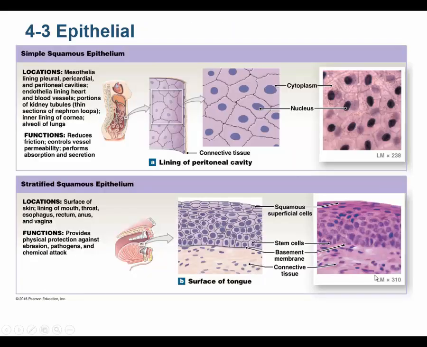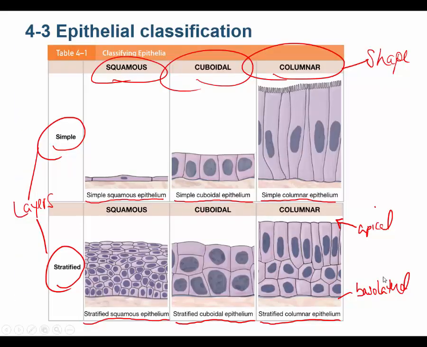This is stratified columnar because the apical cell is columnar and it's more than one layer. You can look down here, you might think that this is cuboidal tissue, but it's not. If you look at the apical surface, it's squamous. So this is stratified squamous. So we classify these by what the apical layer looks like.